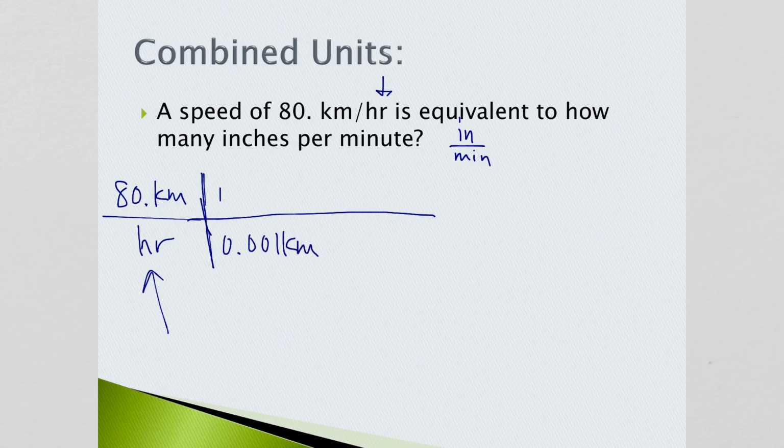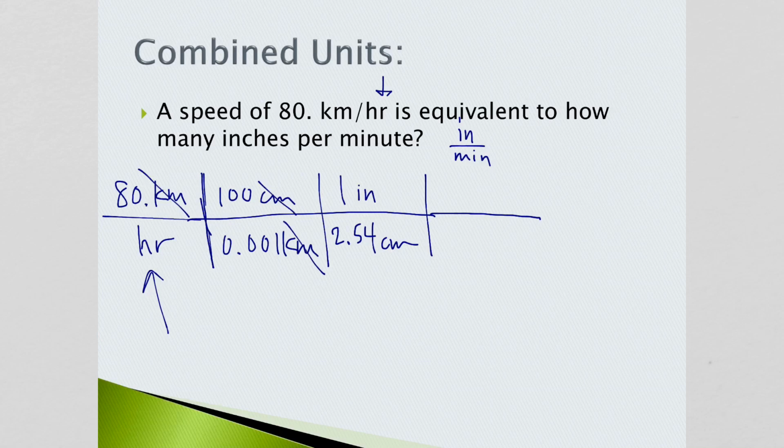0.001 kilometers is 100 centimeters, and then 2.54 centimeters is 1 inch. So this is a conversion we've done a couple of times now. And now the unit analysis: kilometers will cancel and centimeters will cancel, and I have inches in the numerator as what I want in my final answer.